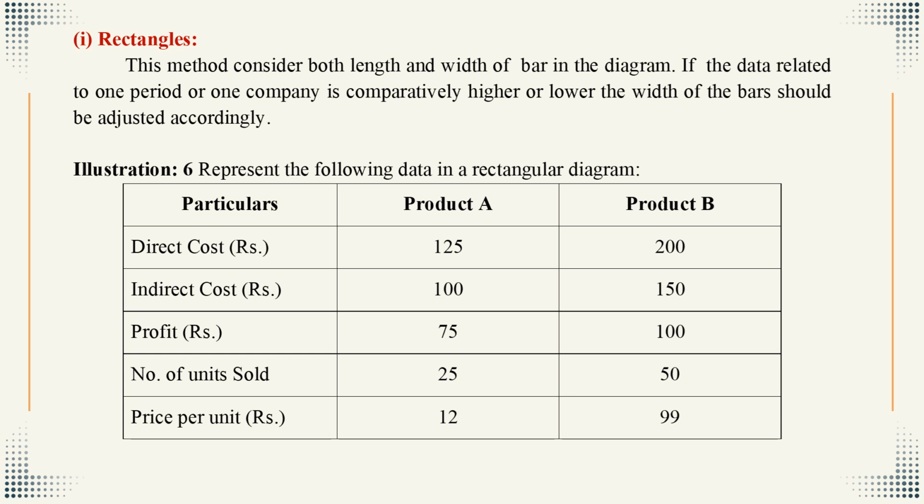Then to illustrate, one example has been given. Here for product A and product B, direct cost, indirect cost, profit, number of units sold, and price per unit have been given, and on that basis the rectangle bar diagram should be prepared.